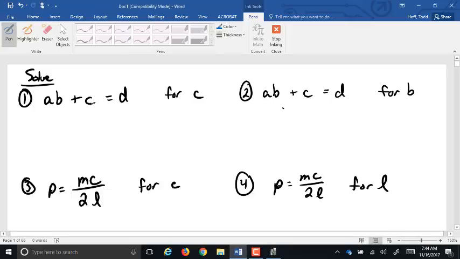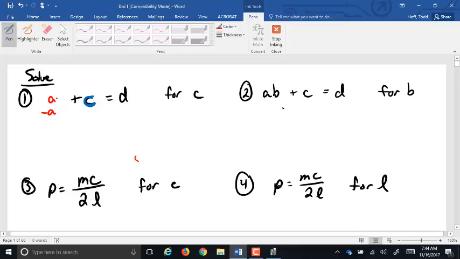So we're solving this for C here, which means we have to get rid of AB, right? AB is added to C. I don't know why I put a D in there. We're just going to subtract AB from both sides.